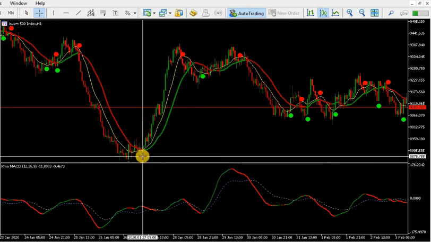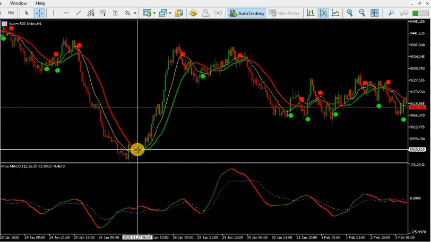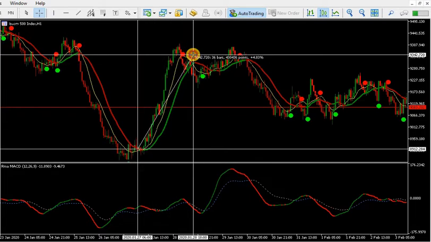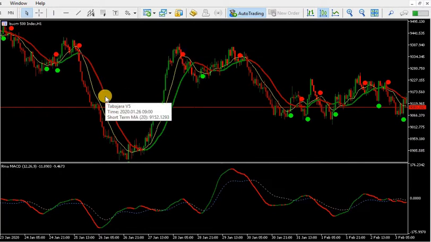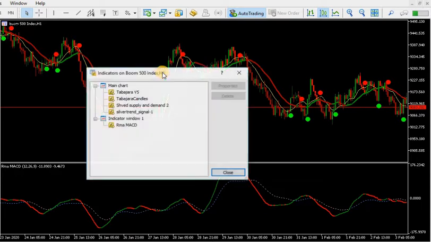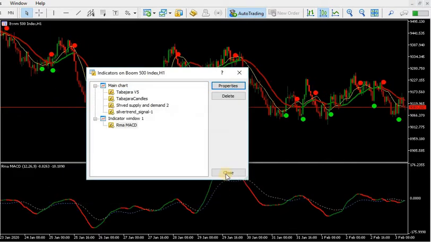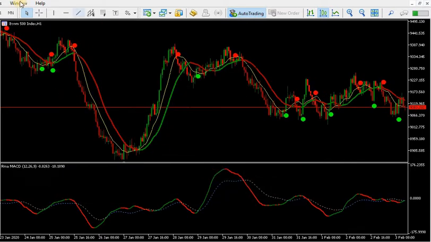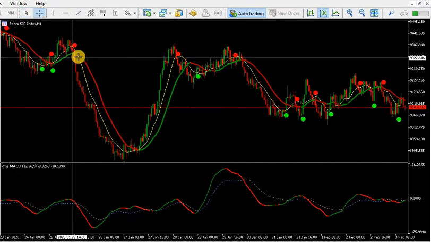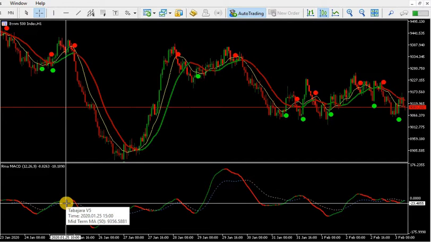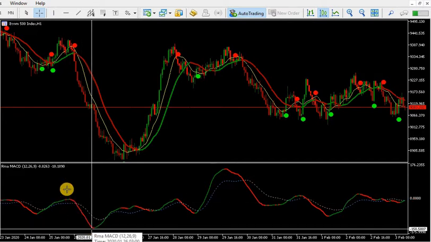Look here, and this buy, how many pips? Let me get the MACD. Okay, now one more signal of sell. Dot, red line, and look here. It must also confirm that the market is going down.